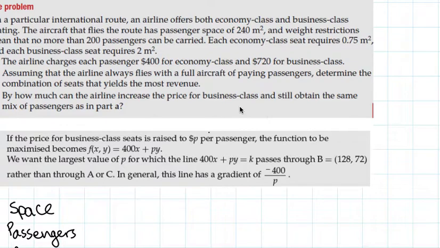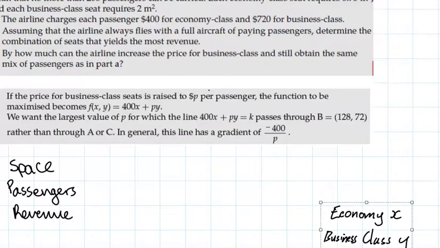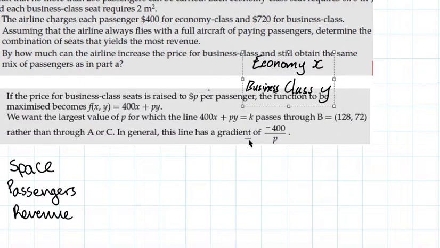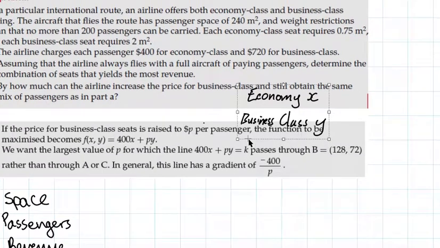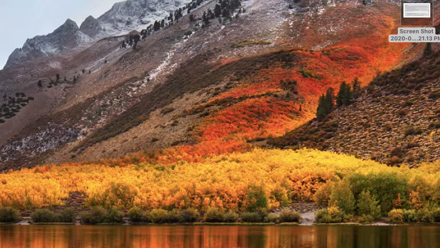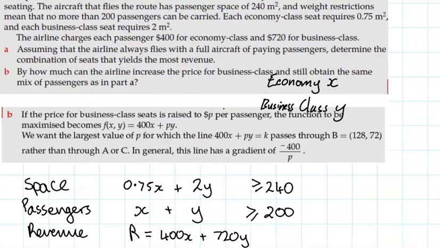One of the first things you'll need to do is to decide which one is economy and which one is business. So I've got economy X and business Y. And then we'll do equations for the space and passengers and revenue using X and Y. Remember doing shading out, so I'm going to reverse the inequalities on this one here. So there are my three inequalities.